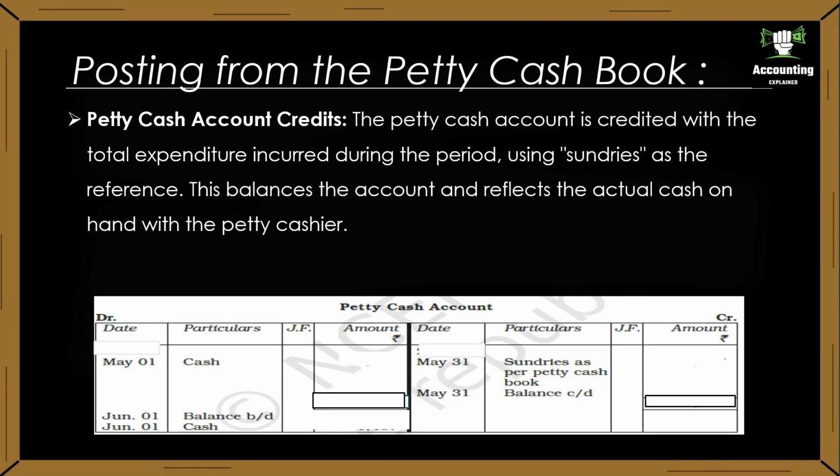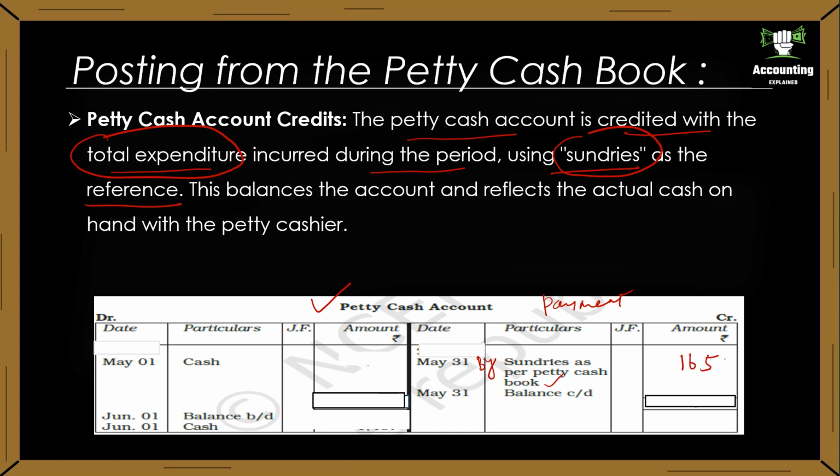We just saw the journal entry for the petty cash book expenses. Now let us see how it will be transferred to the petty cash account. The petty cash account is credited with the total expenditure incurred during the period using sundries as a reference. Only the total expenditure will be transferred and it will be named as sundries. We know that credit side is the payment side. So on the credit side, at the end of the month it will be by sundries as per petty cash book rupees 165. We are taking the same example as we saw previously.